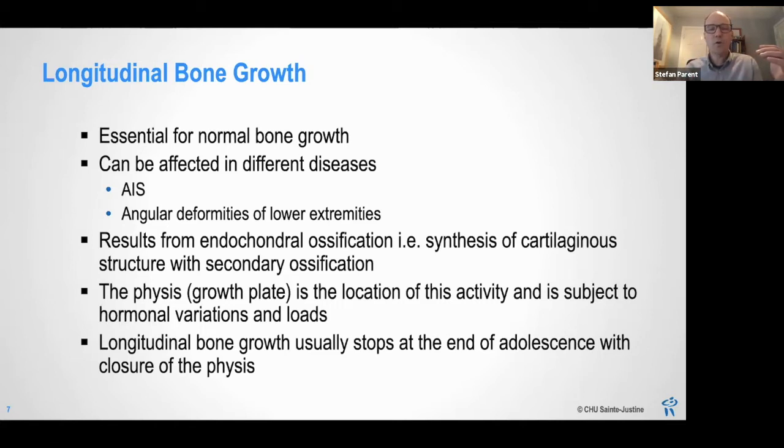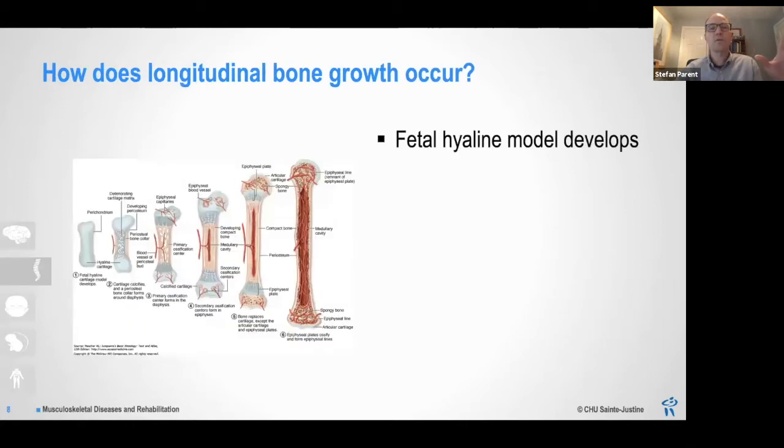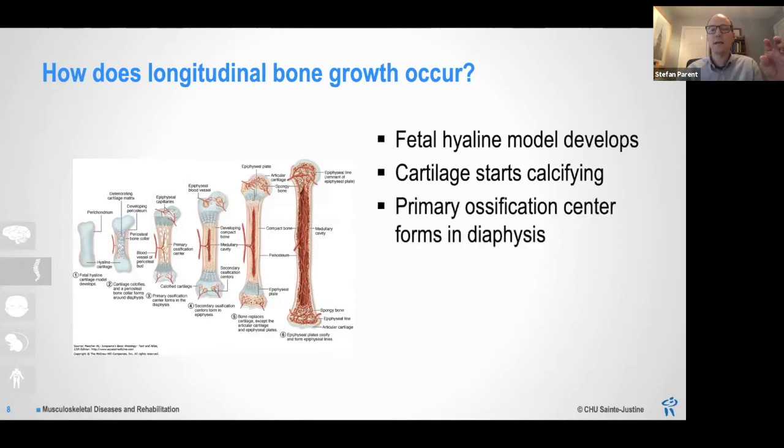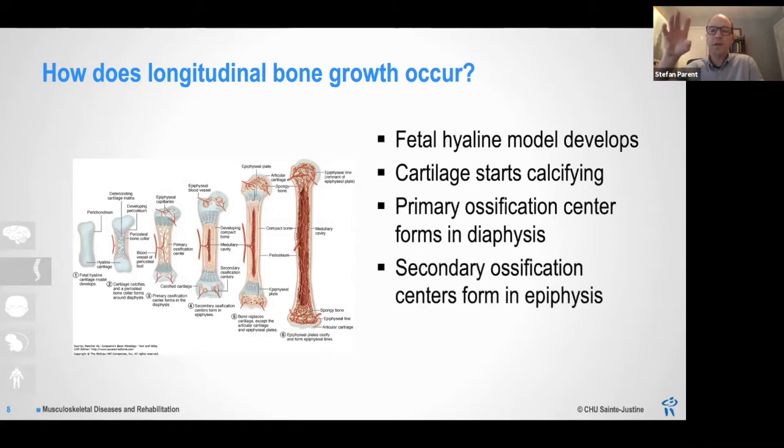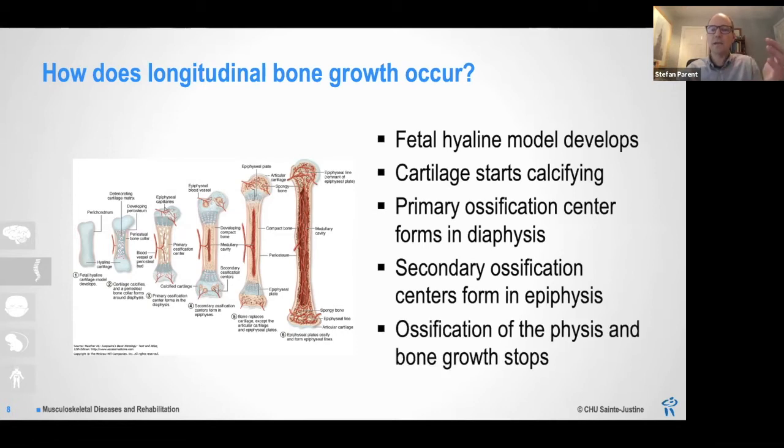Longitudinal bone growth usually stops at the end of adolescence with closure of the physis. If you see how longitudinal bone growth occurs, you first have a fetal hyaline model that develops, and suddenly you start having calcification of the cartilage. Then there's a primary ossification center that forms in the diaphysis, and then you have two secondary ossification centers that form in the epiphysis, and then the ossification of the physis and bone growth stops at the end of growth.